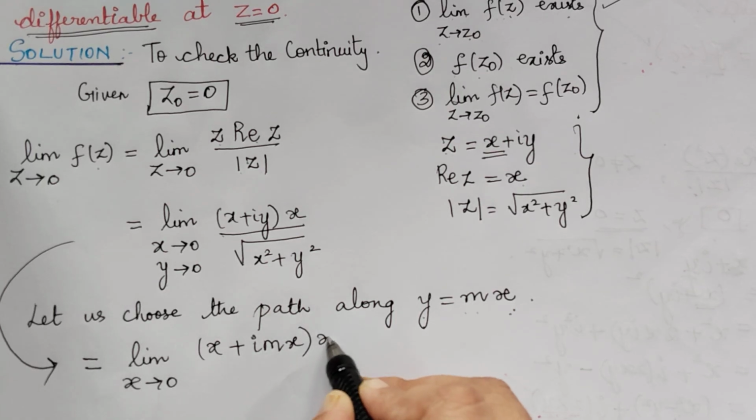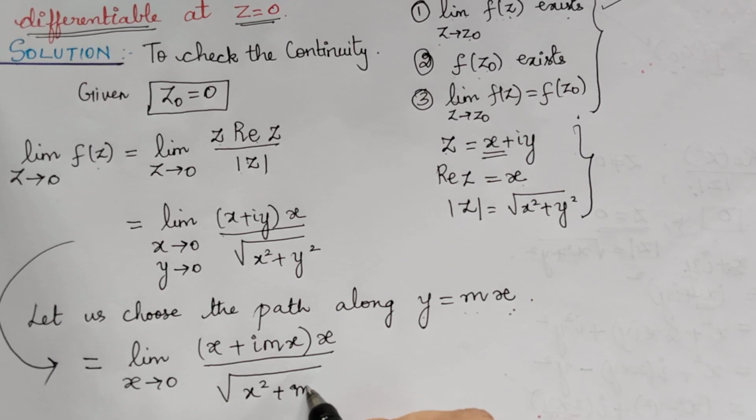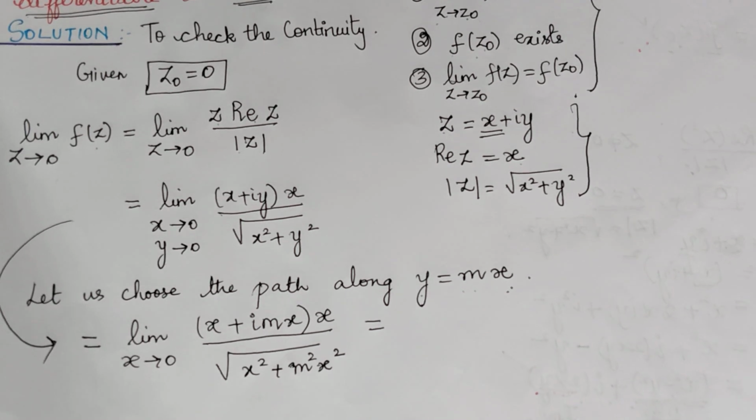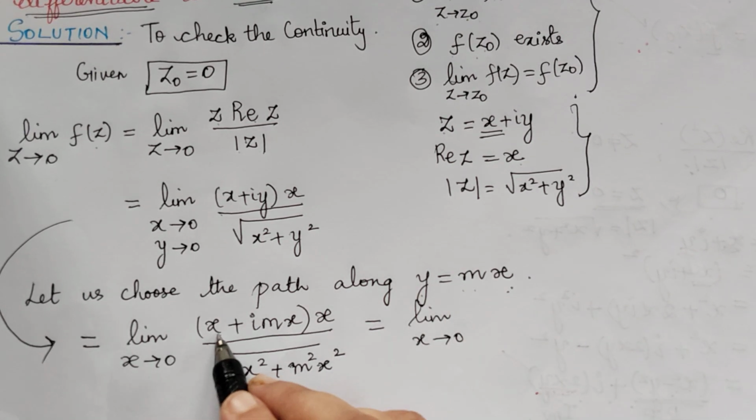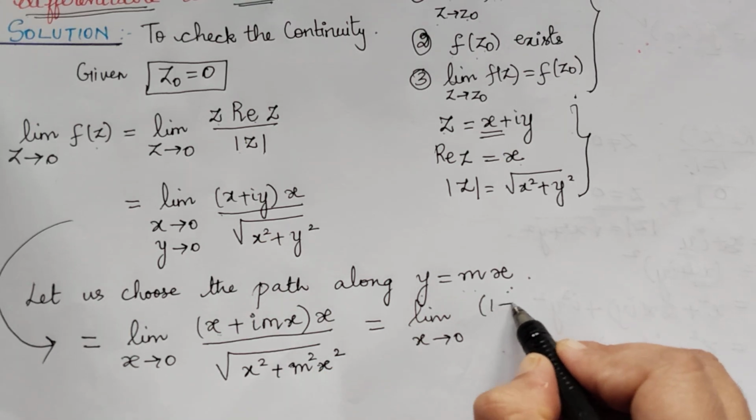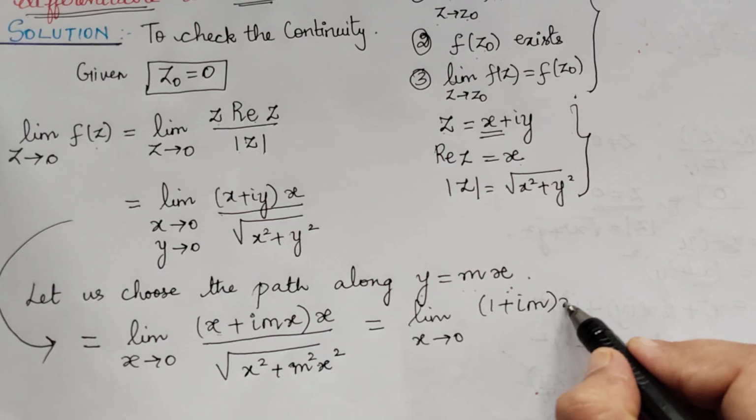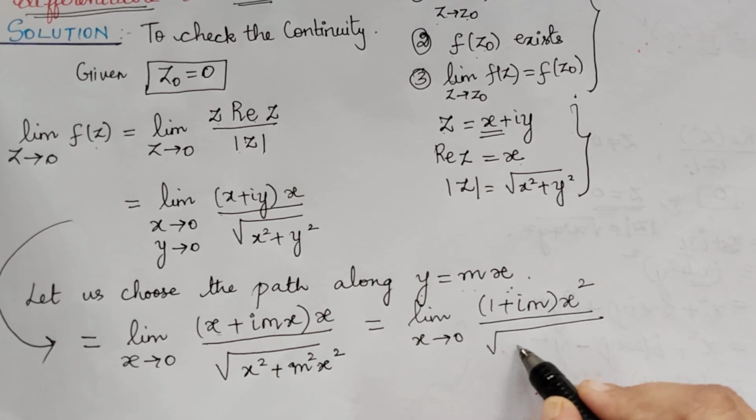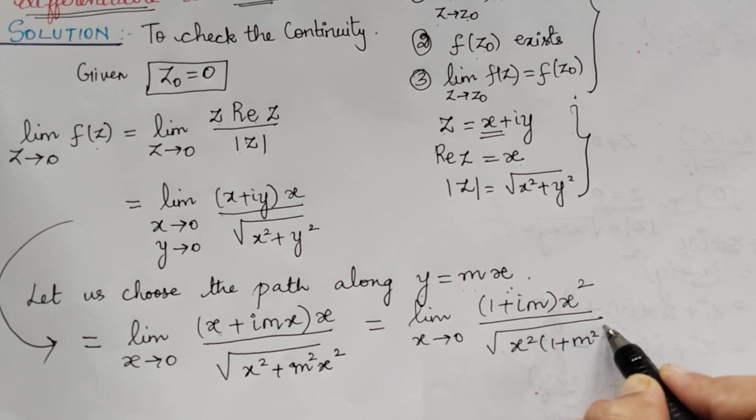Mx multiplied with x divided by square root of x square plus y square is m square x square. So this will be further equal to limit x tends to 0. In the numerator x can be taken in common, so it becomes (1 plus im) multiplied with this x, and it becomes x square, divided by, in the denominator x square is common, and it is 1 plus m square.